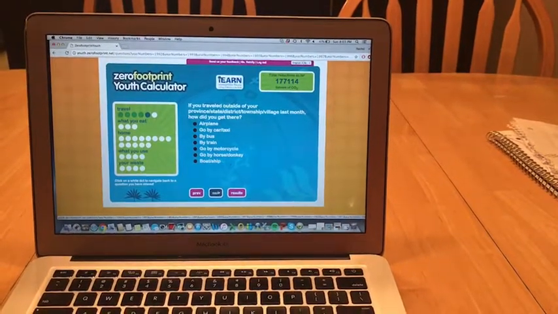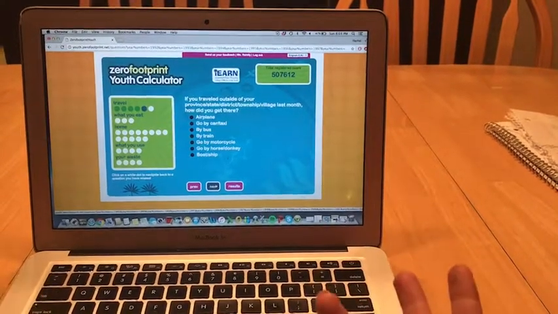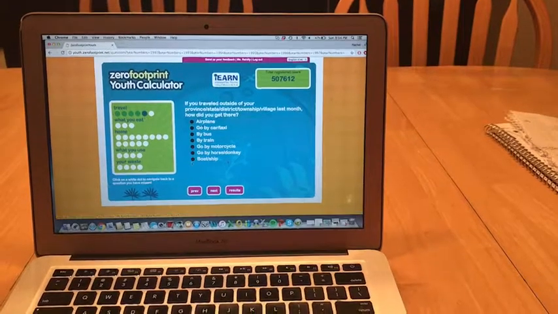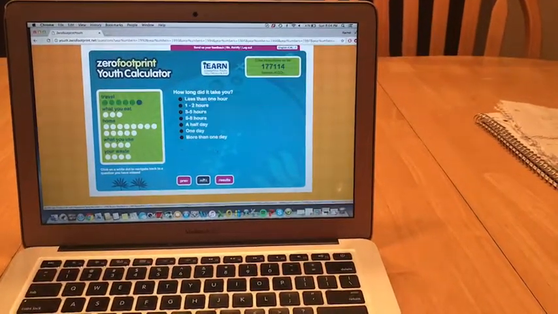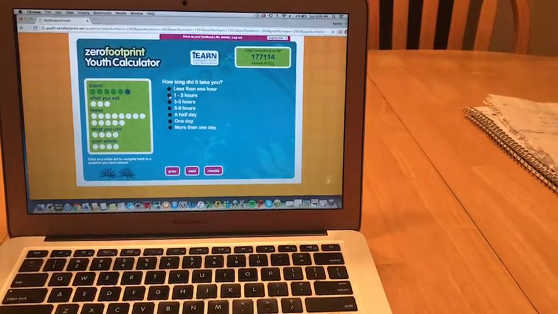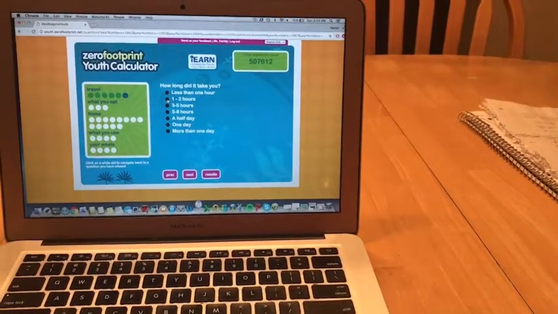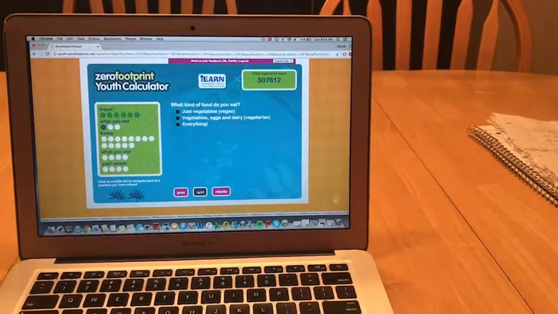If you traveled outside of California or our district in the last month, how do you get there? I usually travel by car, so I'm going to press next. You guys answer however you think. And how long did it take you? I'm going to say it took me about 1 to 2 hours. So I'm going to click 1 to 2, but this is all based on what it was for you.